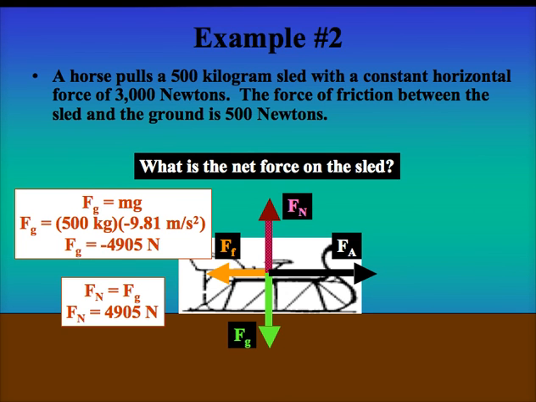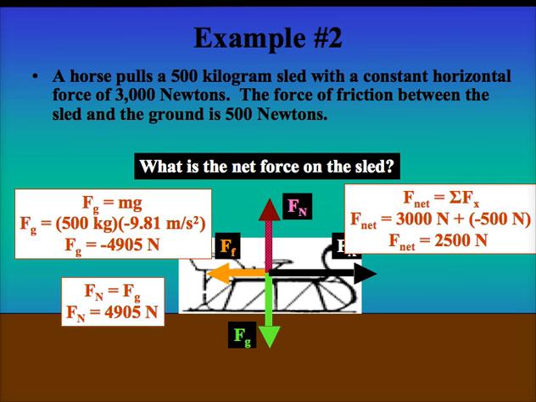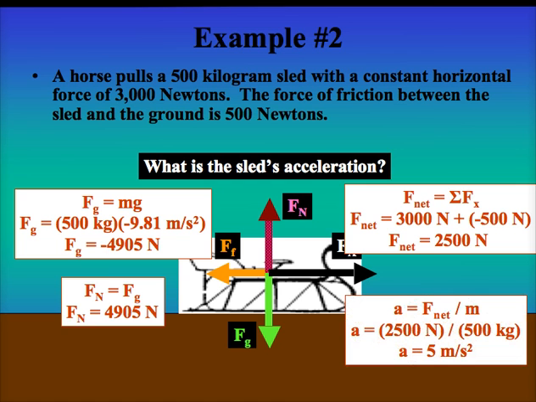What's the net force acting on this particular sled? Well, the horse is pulling to the right with 3,000 newtons of force, but the frictional force is 500 newtons in the opposite direction, so it has to be a negative sign, and therefore the net force acting on the object is 2,500 newtons. From there we can calculate the acceleration. Acceleration is 5 meters per second squared.